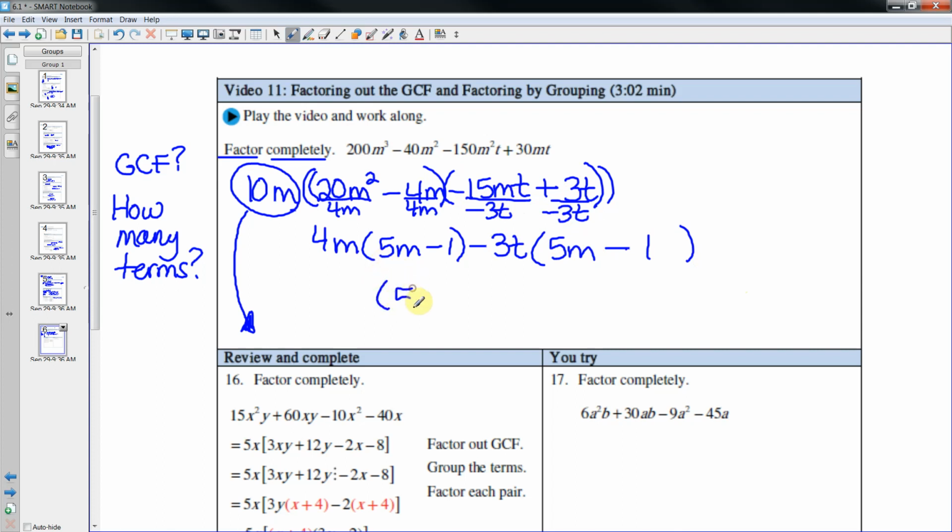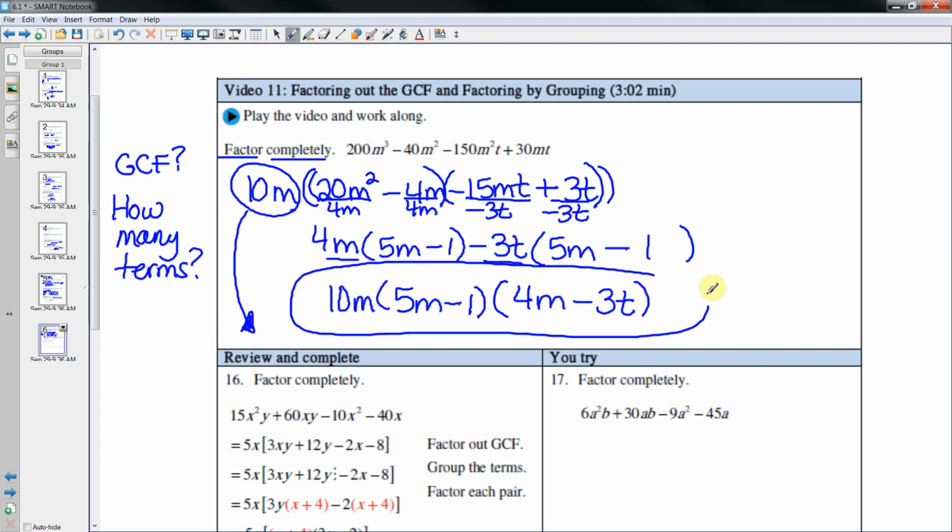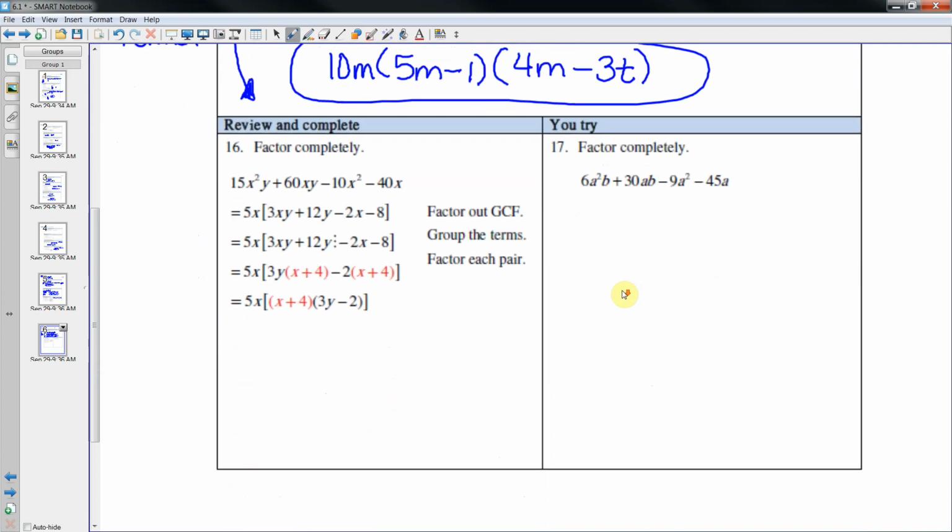So bring down the matching parentheses, 5m minus 1. And then the numbers, the GCFs that I pulled out in the middle, go in their own parentheses. 4m minus 3t. And then don't forget, at the very beginning we took out a 10m, so we just put it right in the front. And there we go. Okay, let's do one more like that, and then we are done with grouping.